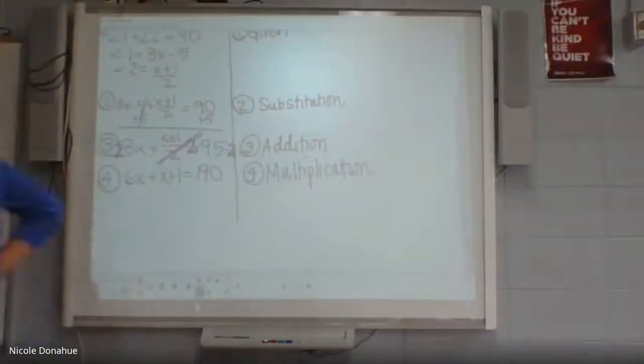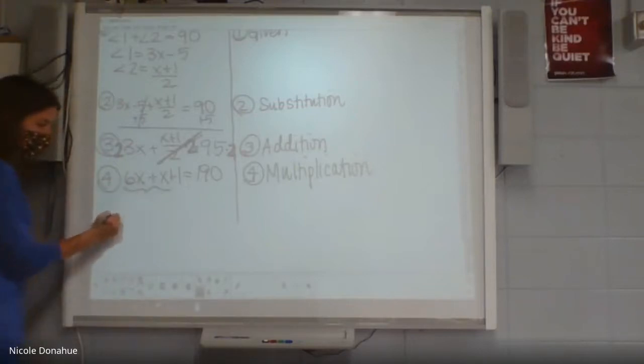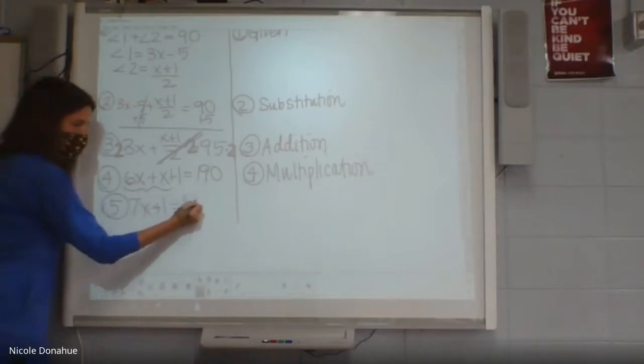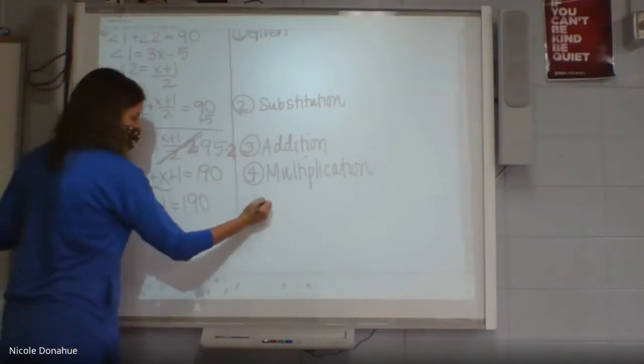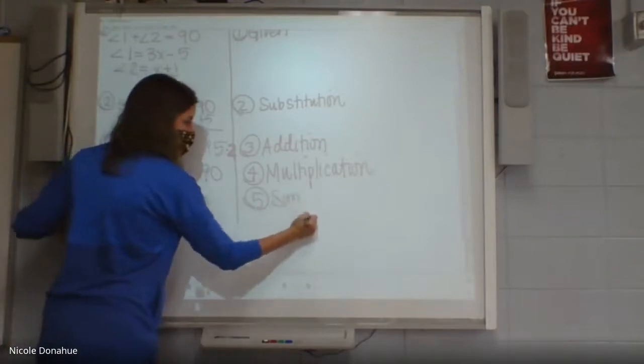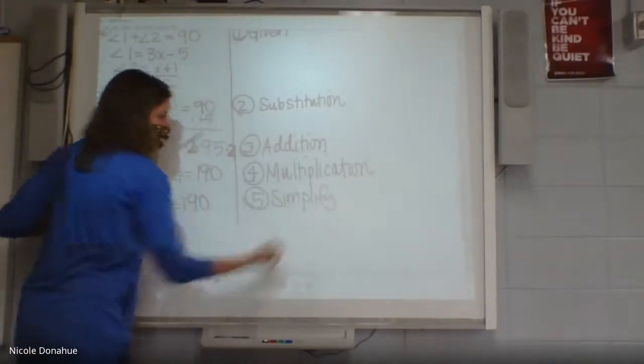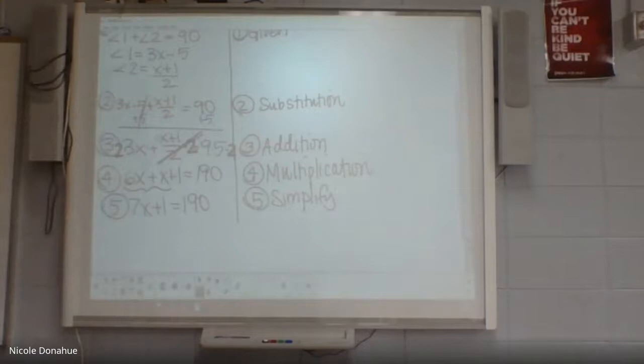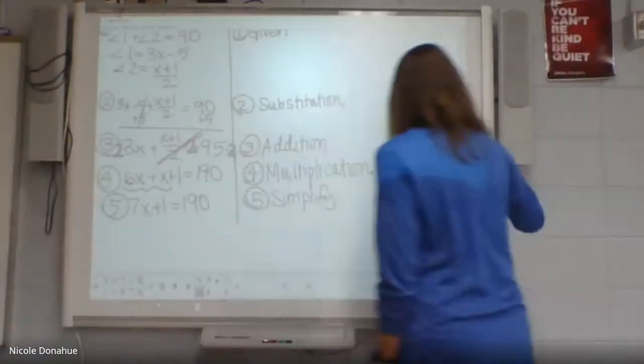And now, what do you guys want to do next? There's probably 2 things we can do. I'm going to move the 1 or combine like terms. What do you think? Combine like terms. Remember, combining like terms is called what in a proof? Simplify, yeah. So now let's move that 1 over.